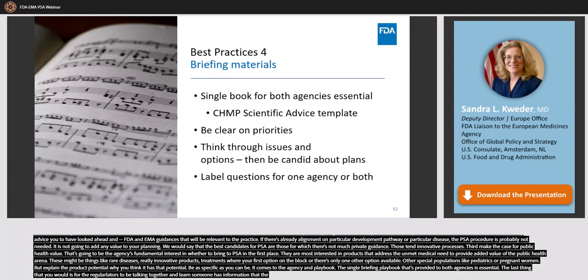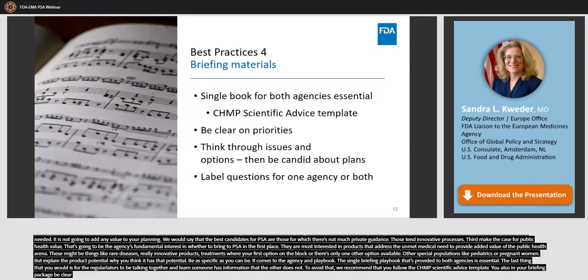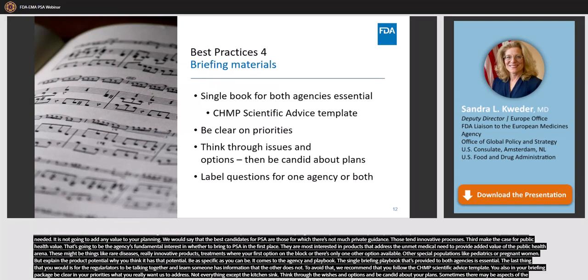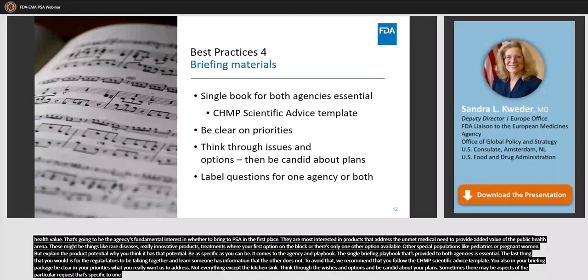To avoid that, we recommend you follow the CHMP scientific advice template. Also, in your briefing package, be clear on your priorities for what you really want us to address. Not everything except the kitchen sink. Think through the issues and options, and then be candid about your plans. Sometimes there may be aspects of a particular question that is specific to one agency. Be sure to flag what those are.